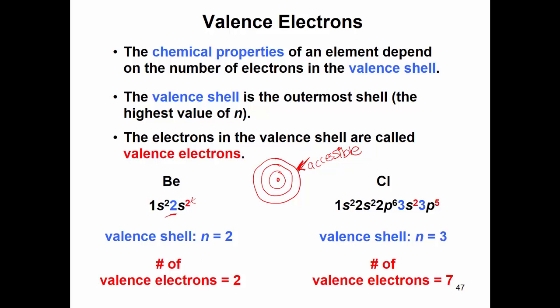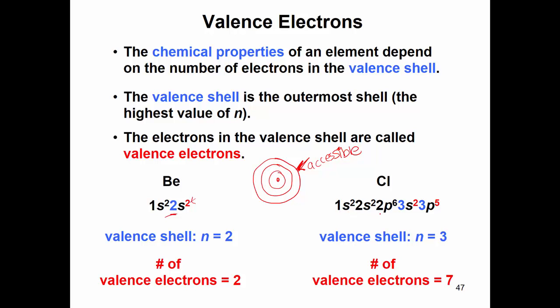So you find the highest energy level, because that's the outermost shell, and then look at how many electrons are in it. Now this one often confuses students. I'll ask students, how many valence electrons does chlorine have? And I'll get an answer of 5. That is incorrect.